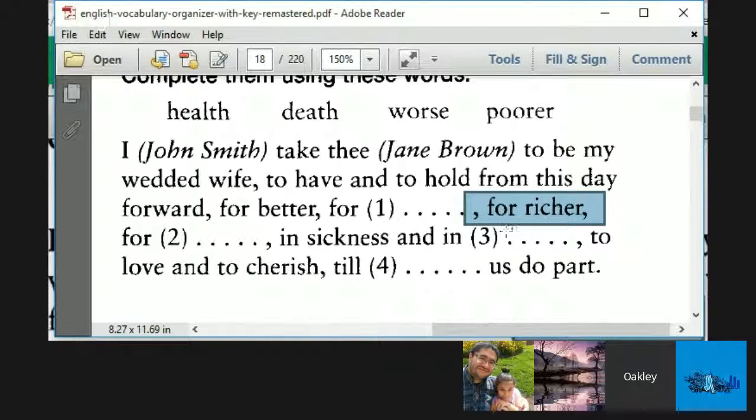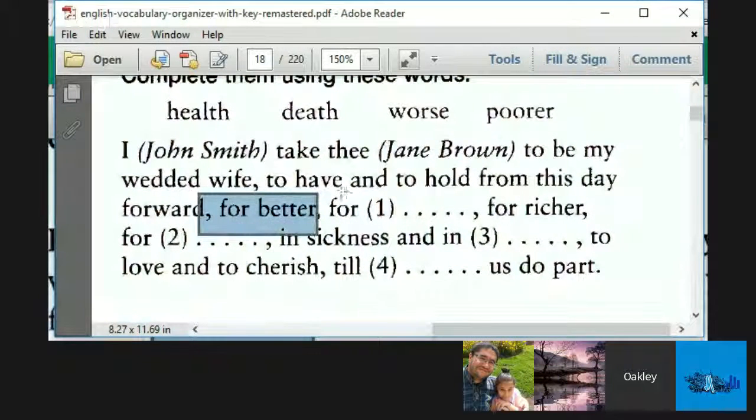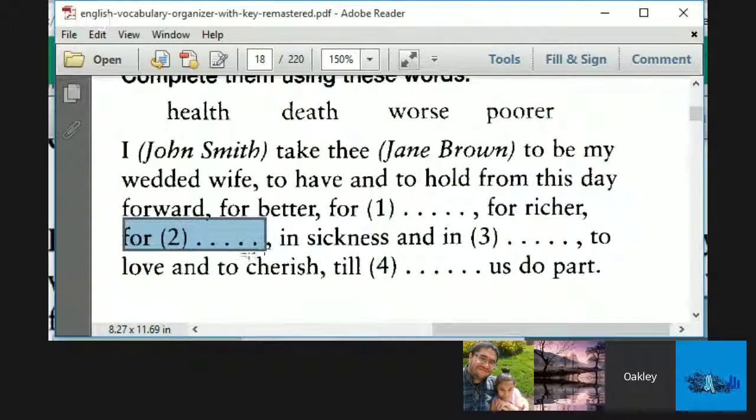For richer, for poorer, yes. Poorer, okay. For better, for worse. For better, for richer, for poorer. In sickness and in health. Okay, finish it off. To love and to cherish till death do us part.